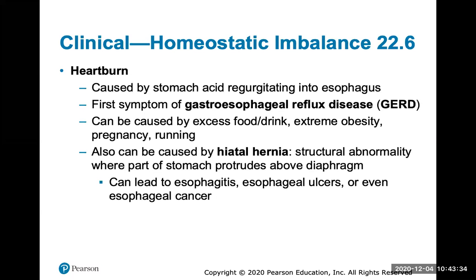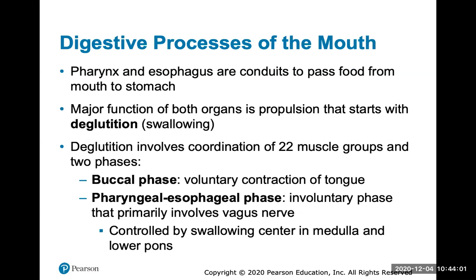Heartburn is caused by stomach acid regurgitating into the esophagus. It's the first symptom of gastroesophageal reflux disease, and it's usually caused by excess food and drink, extreme obesity, pregnancy, running. It also can be caused by a hiatal hernia, which is where the stomach, or a part of it, protrudes above the diaphragm. That is bad because it can lead to an inflammation of the esophagus, an ulcer, or even cancer of the esophagus.